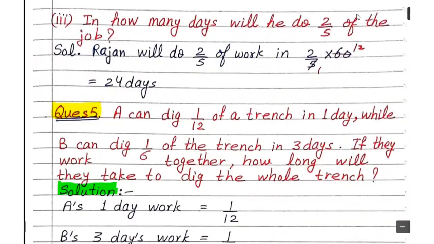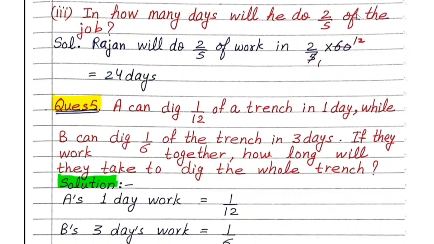Now children, see the third part. In how many days will he do 2/5 of the job? We know that Rajan can complete the work in 60 days. So Rajan will do 2/5 of the work in 2/5 into 60, so that is 24 days. Is it clear to everyone now?